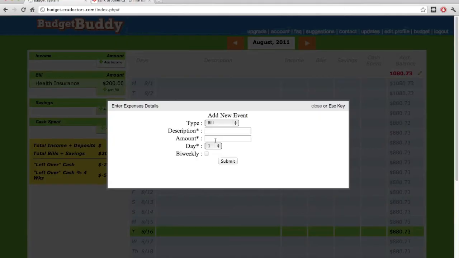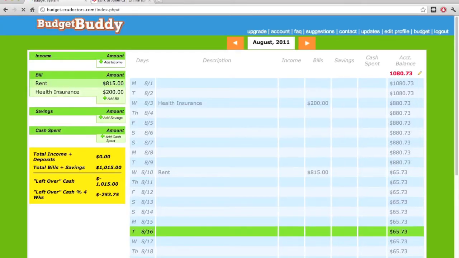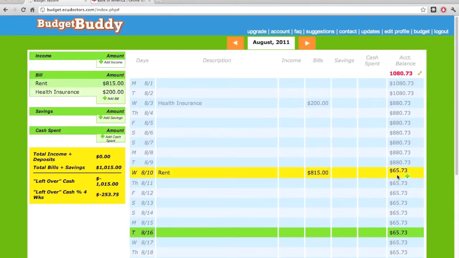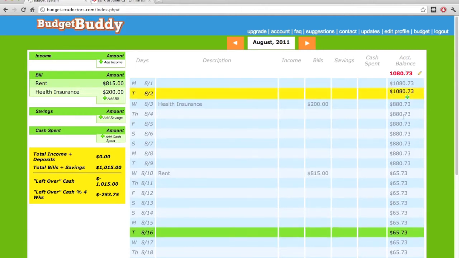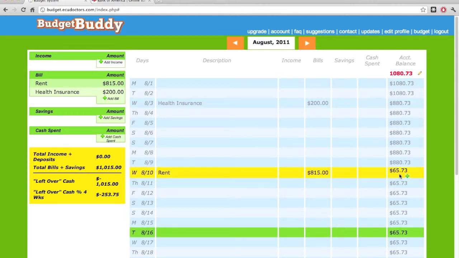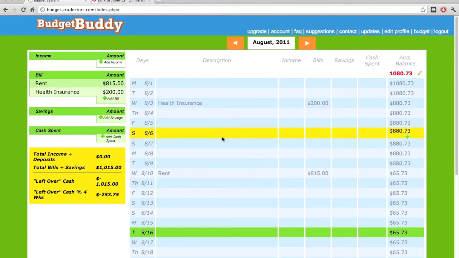So let's say one more thing is my rent, and let's say it's $115. I pay my rent on the 10th of every month, and then that's added here. You see, now it's already looking kind of dangerous, like my account balance is going to run low. So of course I have to add how I earn my money.